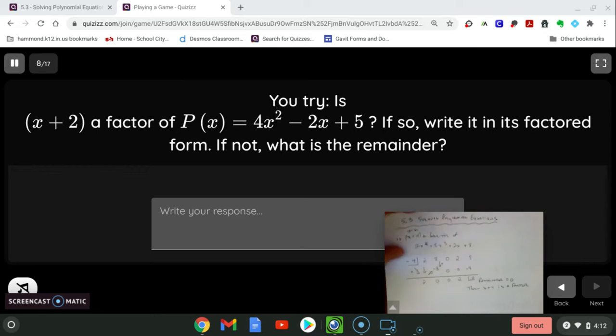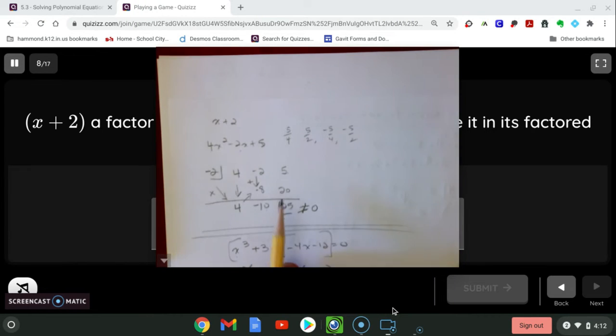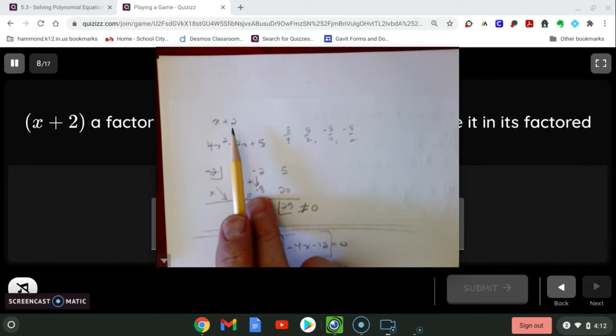And what you learn when you did this is we ended up with a remainder of 25. Okay. 25 is not equal to 0, so that tells me this is not a factor.